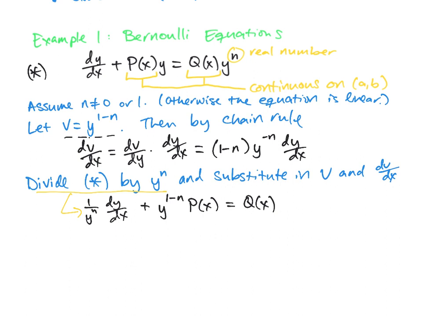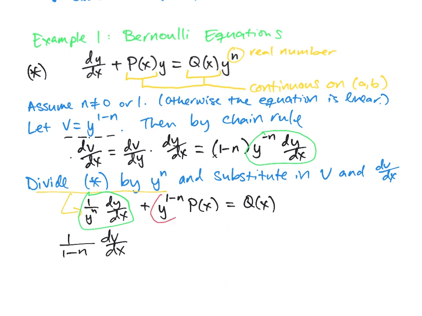And then this part here, 1 over y to the n, or y to the negative n times dy dx, is the same as this here. So we can replace that with 1 over 1 minus n times dv dx, right? I just sort of divided that over to this side. Okay, so that's that first term.